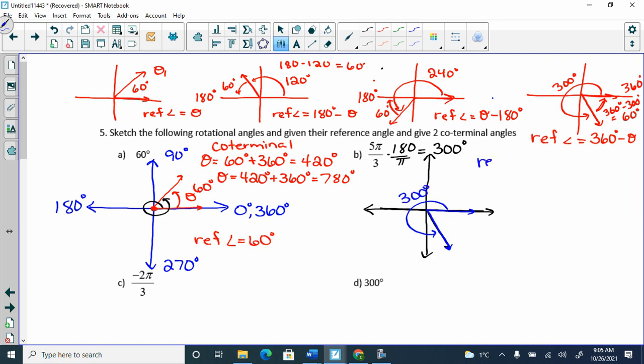How do I get my reference angle when I'm in quadrant 4? Ooh, I did not label these. I just labeled that 300. Come on, Lepp. Grab a mitt. Get in the game. It's radians. So it's a sketch 5 pi over 3, and I write 300.